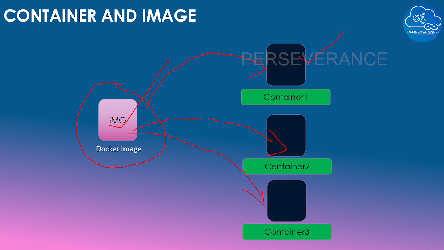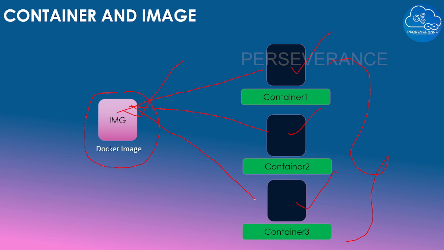If I create three different containers from the same image, all these three containers will have the same application and dependencies, whatever is designed in this particular image. Everything will be there inside all three containers, because we created all three from one image. So from a single image you can create a single container or multiple containers. Or if you want different software with different dependencies, you can go with different images.